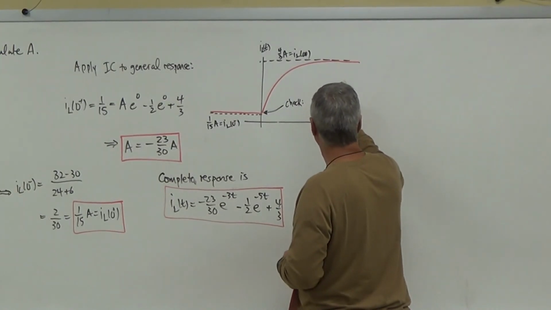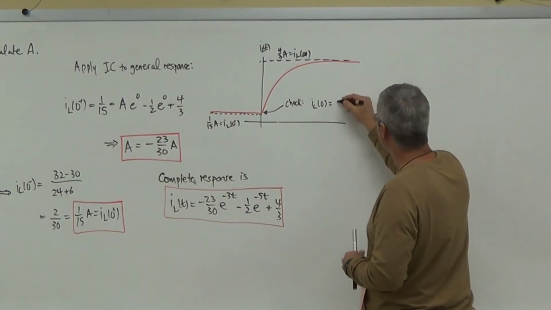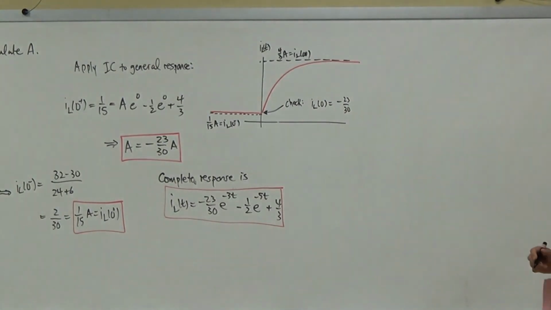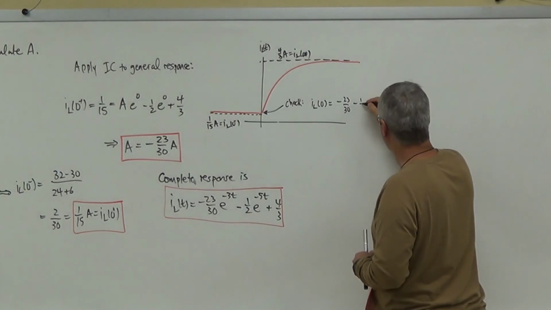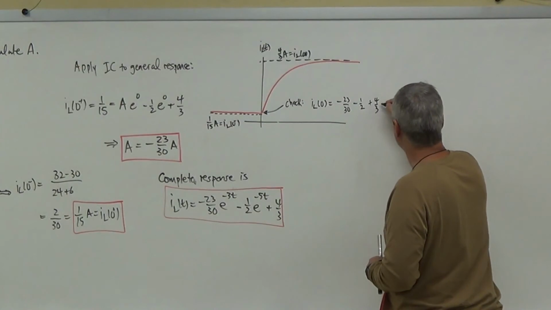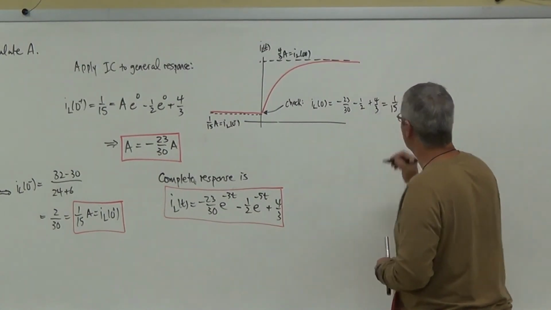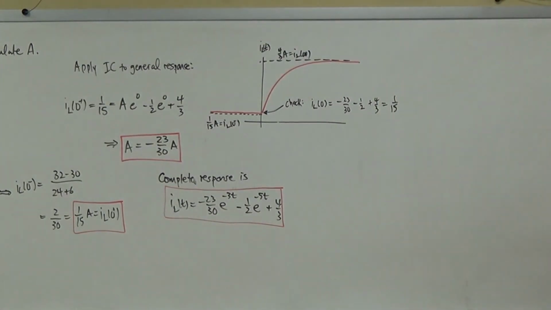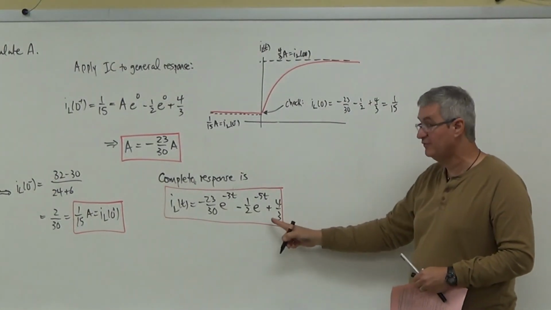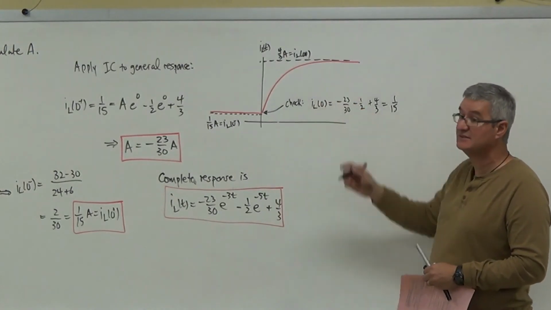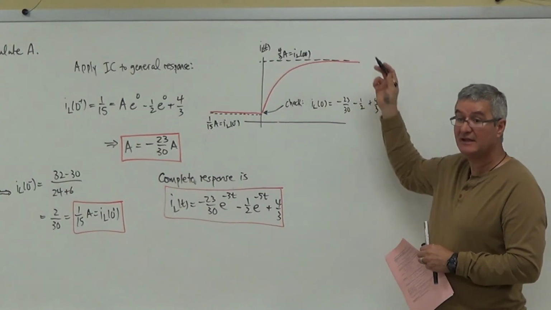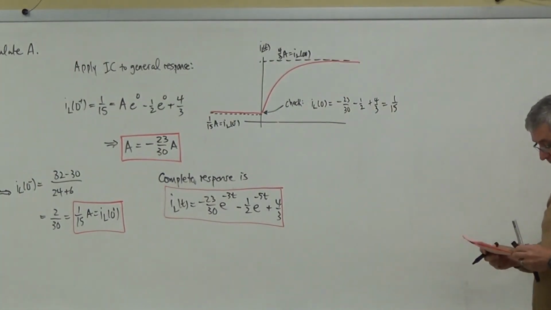IL of 0 has to be what? Minus 23/30 minus 1/2 plus 4/3, and if you calculate that, you get 1/15. So the solution matches up at that condition here. As t goes to infinity, like we already said, it definitely does this thing here. Now, does that make sense? Well, yeah, because we expected that thing to get all the way up there.